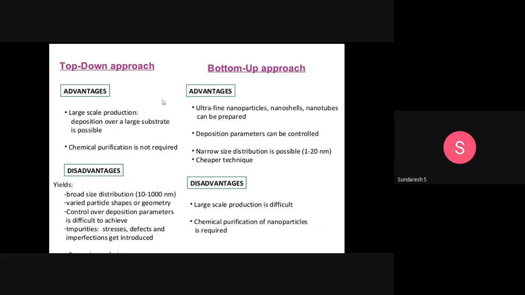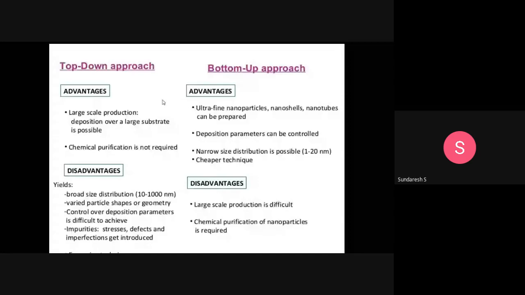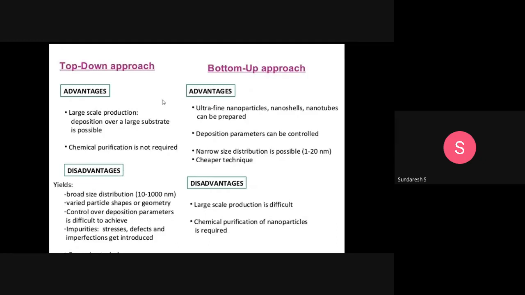When it comes to the disadvantages of top-down approach, it yields a broad size distribution. So you cannot get a smaller size, you can go only from 10 to 1000 nanometers, with varied particle shapes or geometry. So you cannot get particles of uniform size and uniform shape. Shape and size cannot be uniform. Control over deposition parameters is difficult to achieve.